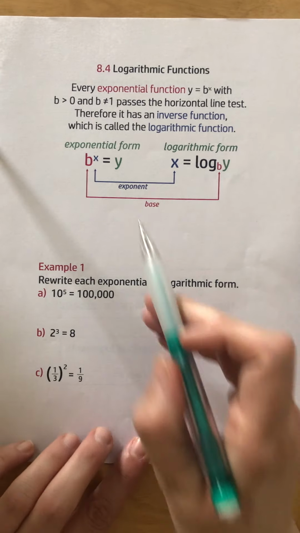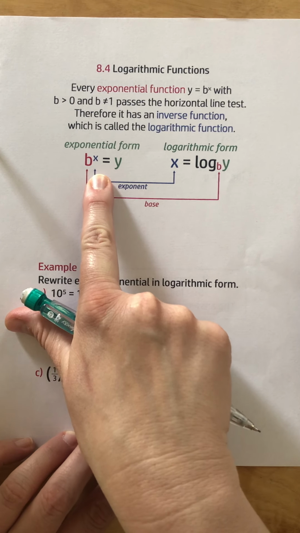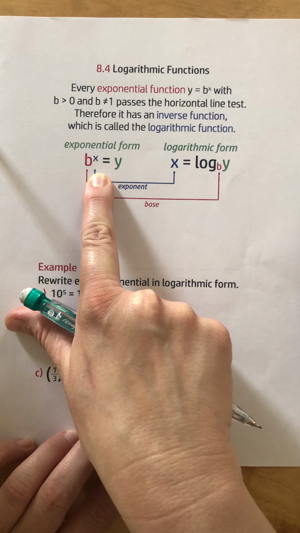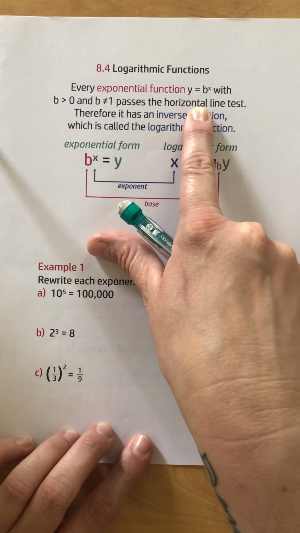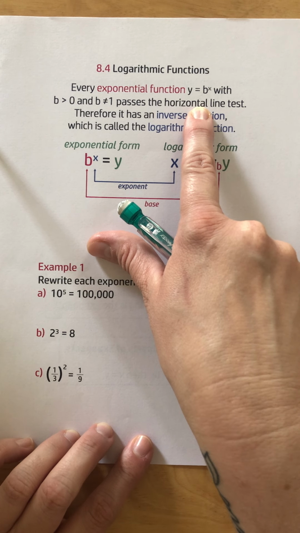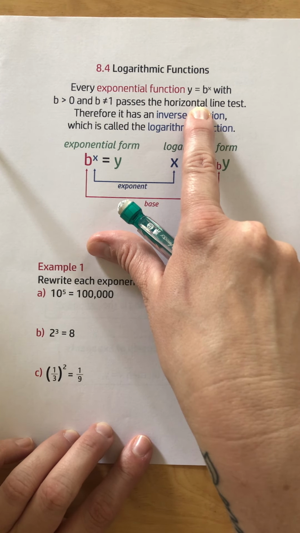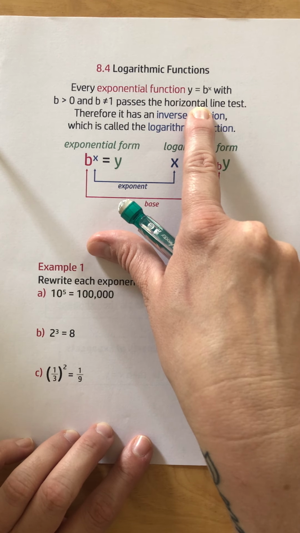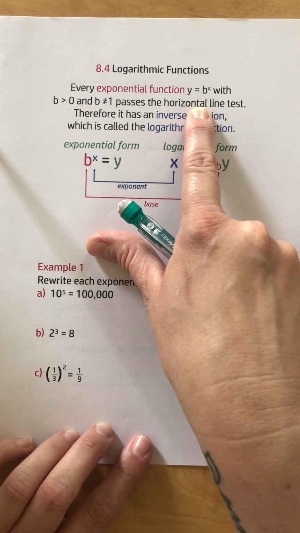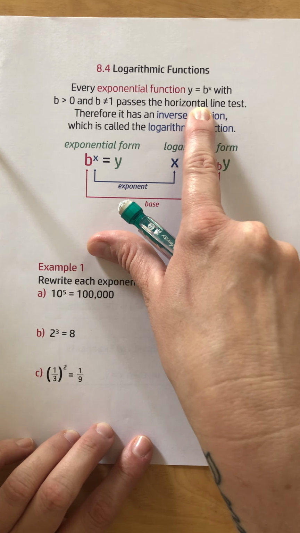And here it says that every exponential function, remember, passes the horizontal line test. Now, just to give you a reminder of what the horizontal line test did. Earlier in the year, we learned about the vertical line test. A vertical line test proves that what you have is a function. The horizontal line test proves that the inverse of what you have is a function.